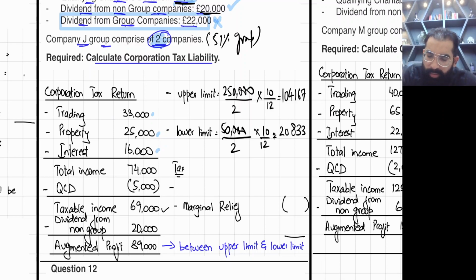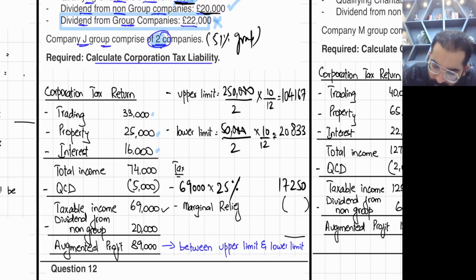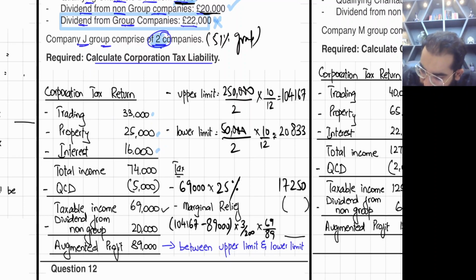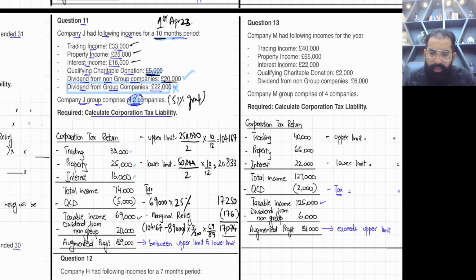So the higher rate will be applied on taxable income, which is 69,000 times 25%. So this will be 17,250. Less marginal relief: upper limit 104,167 minus augmented profit 89,000, into fraction 3 upon 200 into 69 divided by 89. So this will be 176. So your final answer is 17,074. Okay, so this is one more question done, which is question number 11.